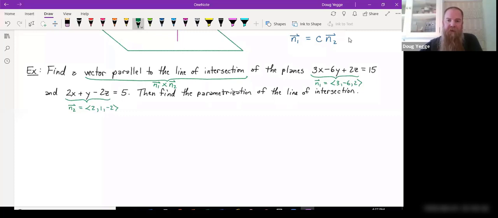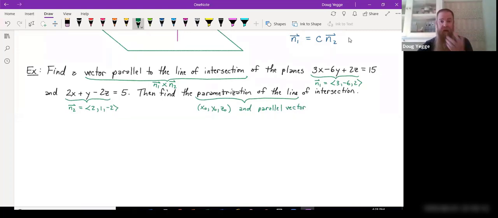Okay, well, now it says find the parametrization of the line of intersection. So just keep in mind when we talk about this parametrization of the line, we need to know a starting point, some x0, y0, z0, and we need to know a parallel vector. So let's start off by finding a few things that we know we're going to need. We know we're going to need to find N1 cross N2, so we might as well go ahead and start with that.